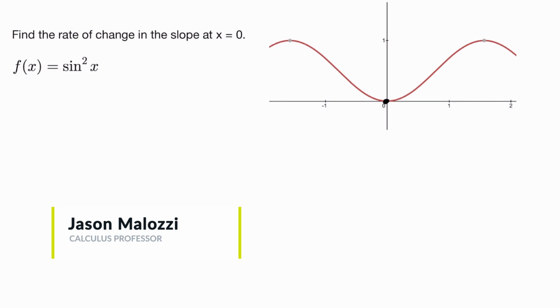What we're going to do in this video is investigate the rate of change of the slope of the graph of f of x equals sine squared x at x equals 0. And remember, the slope of the graph is another way of saying the slope of the tangent line of the graph. So looking at our graph here, when x equals 0, to the left we have negative slopes and to the right we have positive slopes.